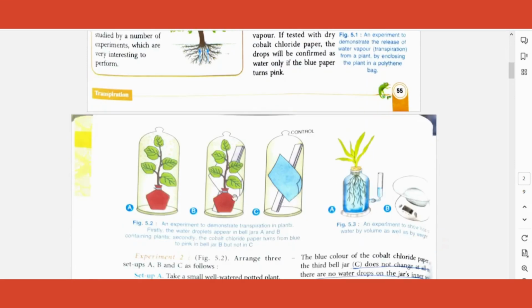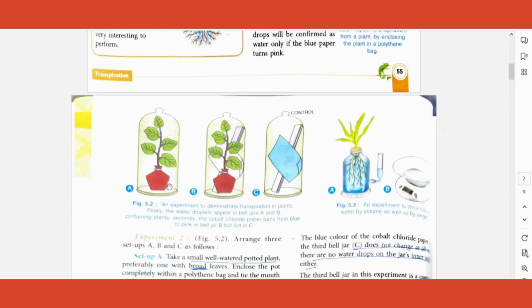Second experiment. Here you can see there are three setups, 1, 2 and 3, and C is marked as control. So what is it? Let's learn. Aim of the experiment, one mark question: to demonstrate transpiration. Let's see. First case, what are we doing? You are keeping a well-watered plant. Why well-watered? Because it should have enough water for transpiration to occur. Otherwise, it will transpire definitely, but it will start wilting.